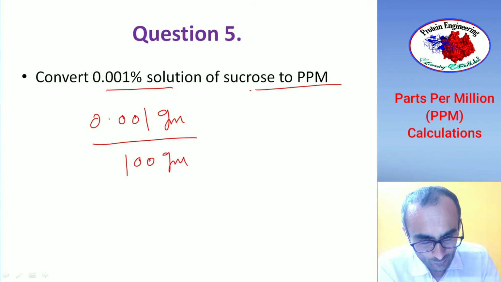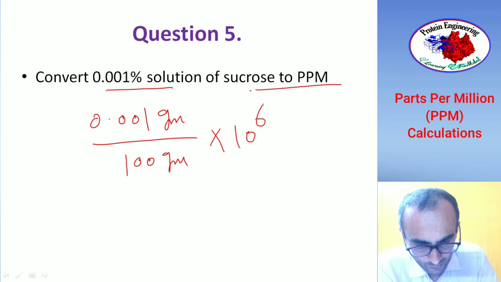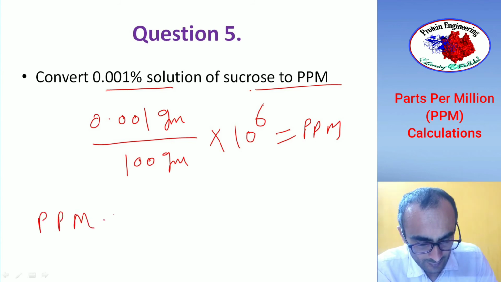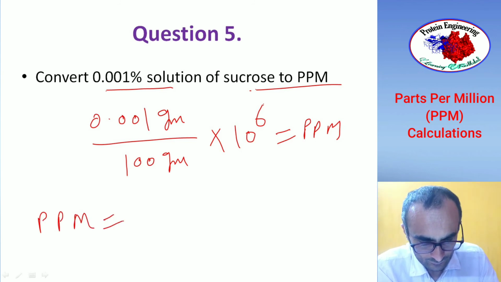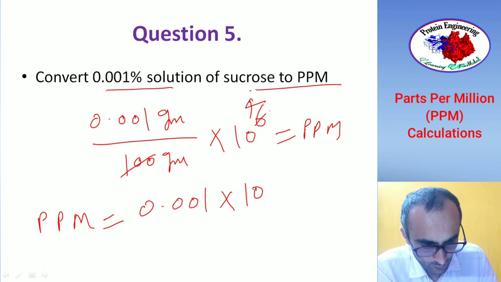And then you multiply this with the same factor you are calculating ppm, so multiply with million, and what you get? So this is equal to ppm. So ppm would be 0.01 into 10 raised to the power 4, or we can say that is equal to 100 ppm. So it will be 100 ppm.